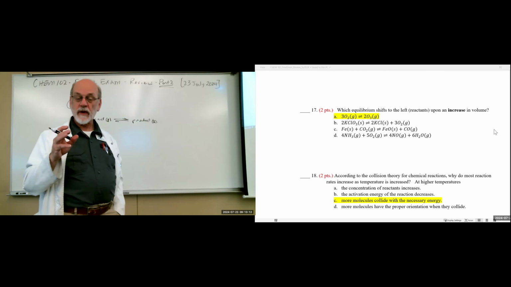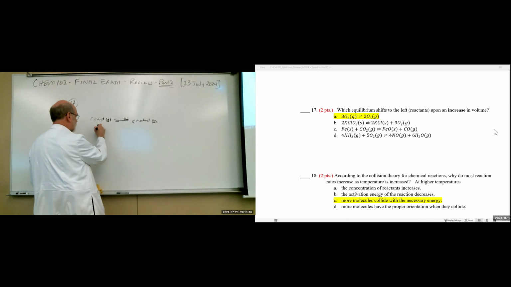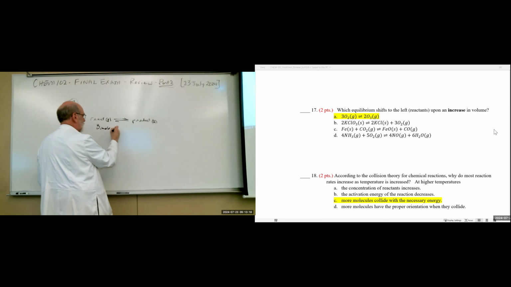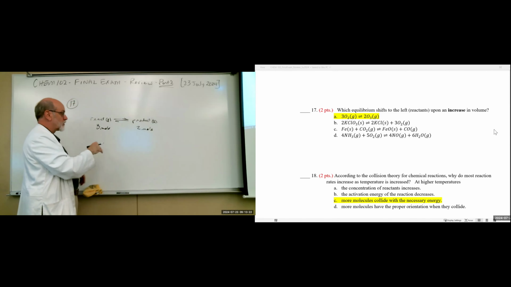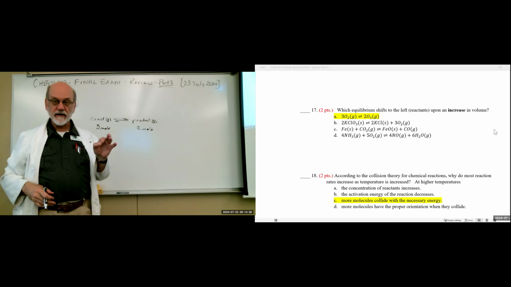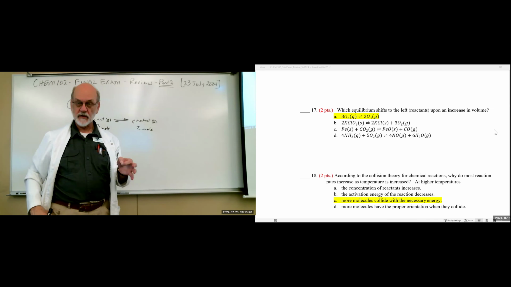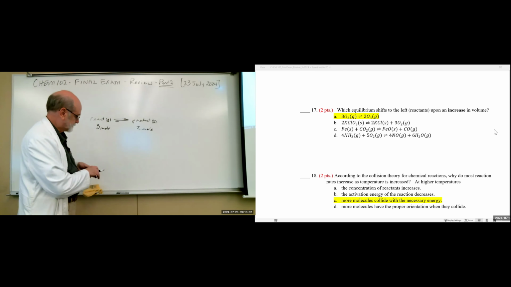Right? A, where we have 3 moles of gas on the reactant side and 2 moles of gas on the product side. If we increase the volume, the system is going to try to fill that extra space with gas molecules, and that will shift to the left.